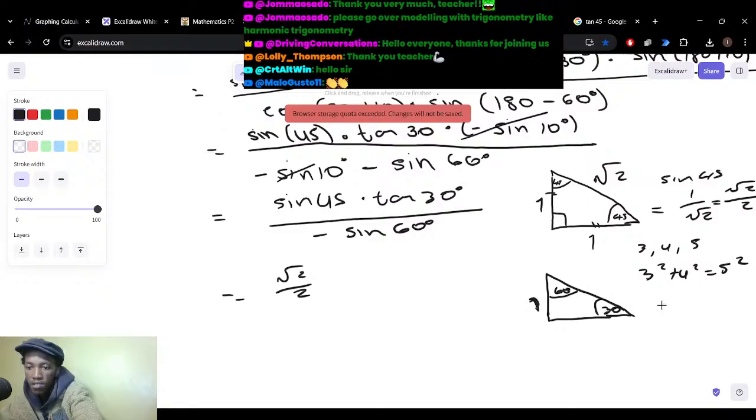Another triplet is 5, 12, 13. Because why? 5 squared plus 12 squared is equal to what? 13 squared. So all those triplets that respect this form are called the Pythagorean triplets. So you must know those triplets. There are an infinite number of them.